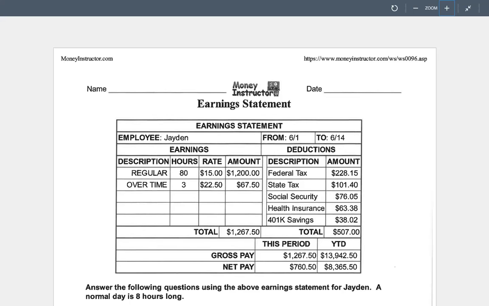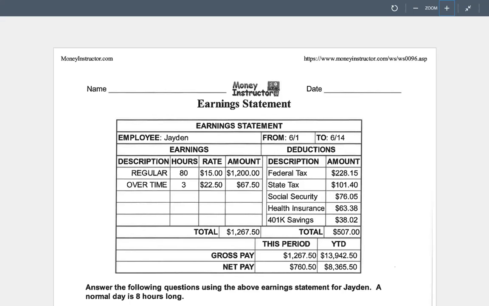All right. So when you get your paycheck and you see that you've earned $1,267.50, you're going to see that there's money taken away from that amount, and that is not how much he's going to get paid. That's just the gross pay. Now, the amount that is going in his paycheck is going to be something different. It is going to be his net pay.